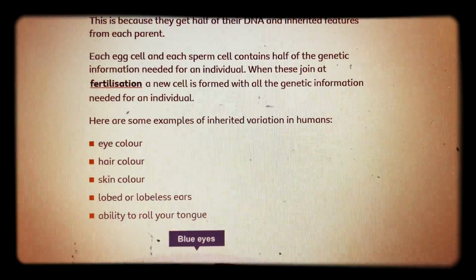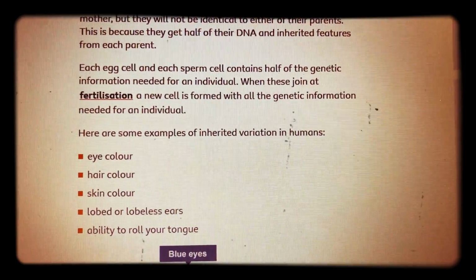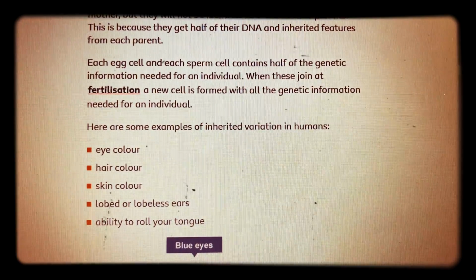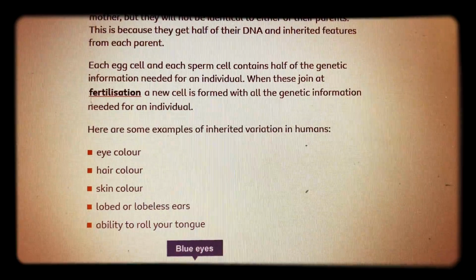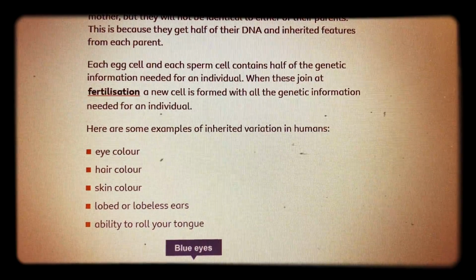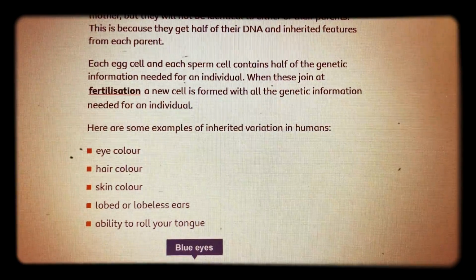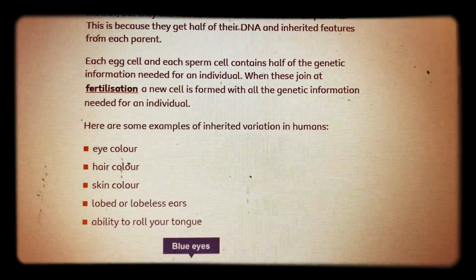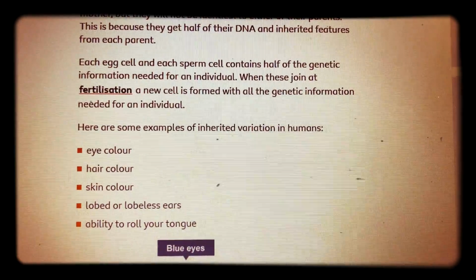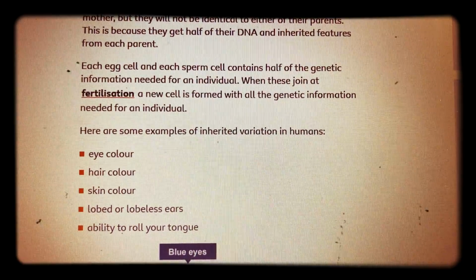Each egg cell and each sperm cell contain half of the genetic information needed for an individual. So 9 months before you were born, you were an egg cell and a sperm cell, and you joined up at fertilization and a new cell was formed. Your first cell was formed with all the genetic information needed for you as an individual.